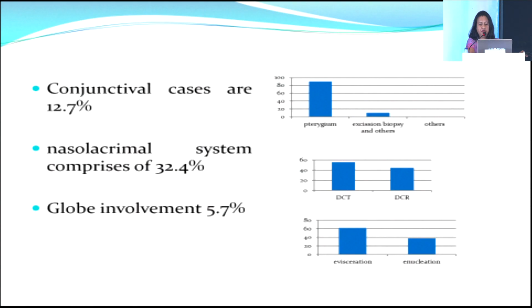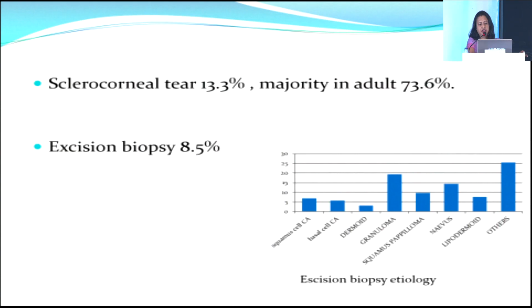There were 12.7% conjunctival cases, most of which were pterygium, some were excision biopsy, and some were others. Then nasolacrimal system had 32.4% of cases, most were DCT, which was slightly more than DCR. Then globe involvement was 5.7% of cases, and most cases were evisceration. There was sclerocorneal tear in 13.3% of cases, majority in adults with a 73.6% incidence.